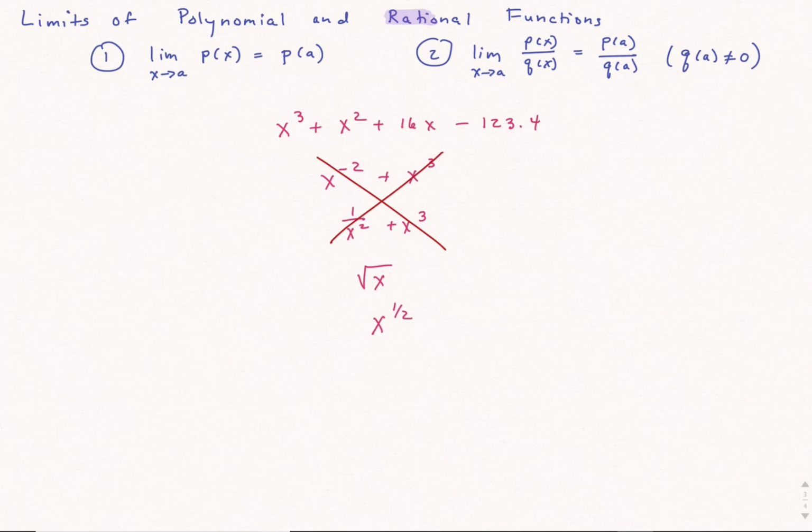Similarly, square root of x, which is the same thing as x to the 1/2 power, those are also not polynomial. But these limit laws work as long as we have a polynomial and then a rational function with a polynomial in the numerator and a polynomial in the denominator. If I had an example like this, and I was told I can use the limit of polynomial and rational function laws, then I could simply use both of those to come up with the following answer.